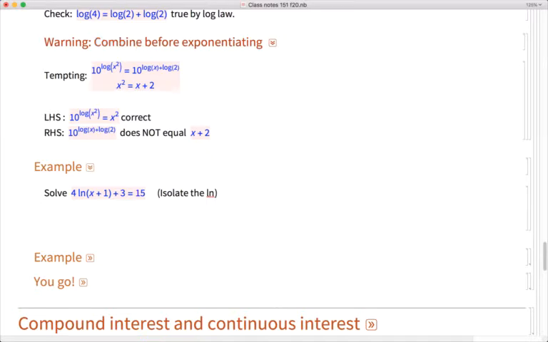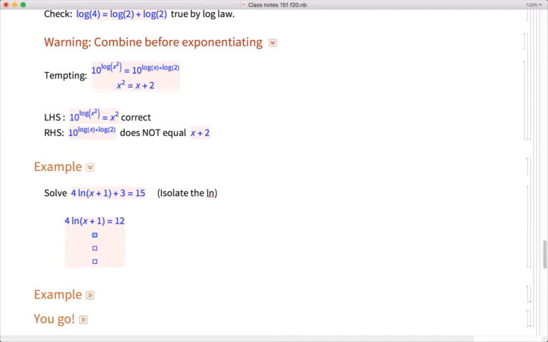Right, so another log equation, our variable buried inside a log. So the idea here, we only have one log this time, but what we need to try to do is isolate it. And to do that, we'll subtract the 3 over, and then we'll divide through by 4.